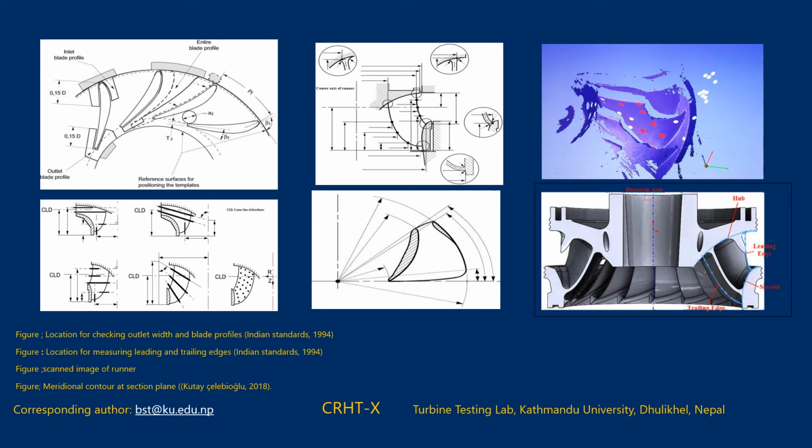So these are the references that we took to extract the dimensions of the scan model, and we tried to create a template over it, and ultimately created a 3D model out of it. The figure on the right side shows the 3D scanned image of a runner. As you can see, it has a lot of missing parts, maybe because of the erosion and the complexity of the structures. We were only able to extract very little. Another figure shows the meridional contour at a section plane. So this is how we create a template and ultimately create a Francis turbine runner.